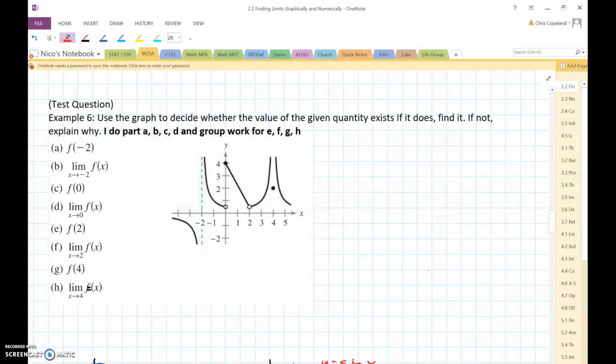All right, example 6. This is going to be another question on your first test. It's going to be similar to this one. Use the graph to decide whether the values of the given quantities exist. If it does, find it. If not, explain why. Okay?